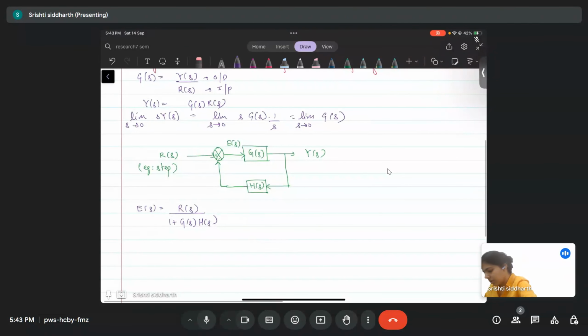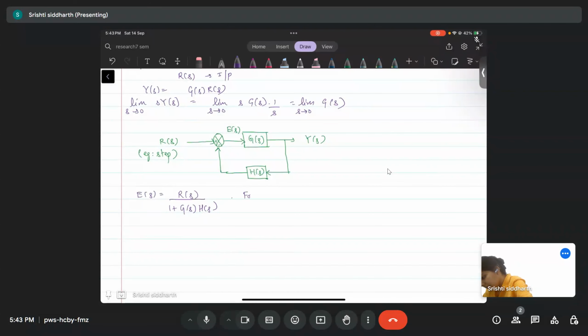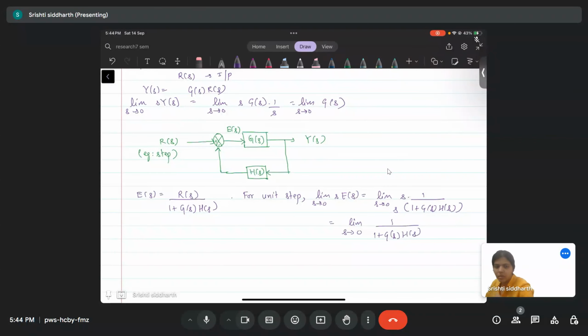So for example, if we have a unit step, limit s tending to 0, the error becomes s, and we substitute 1/s for the Laplace transform of the unit step, times 1 plus G(s)H(s). So let's see.